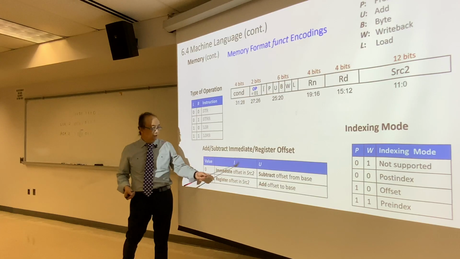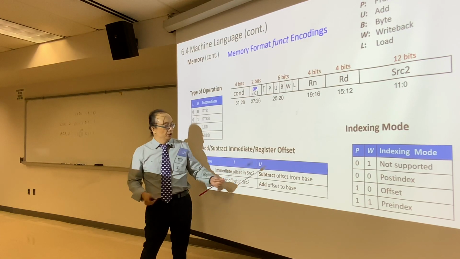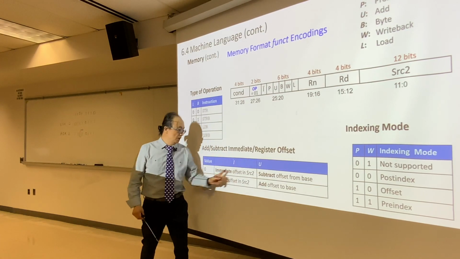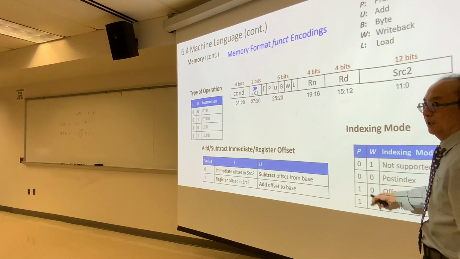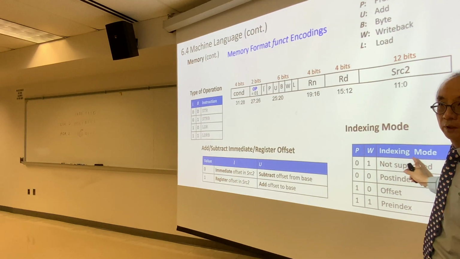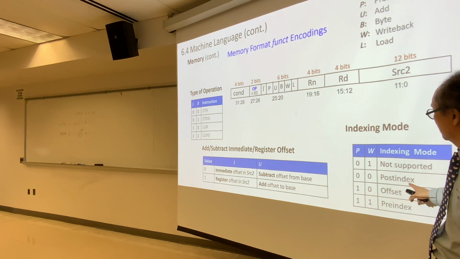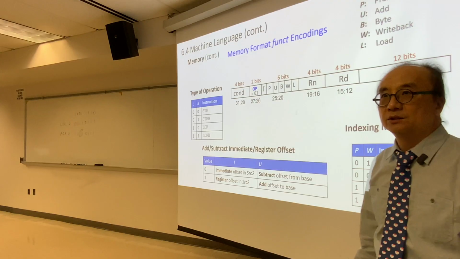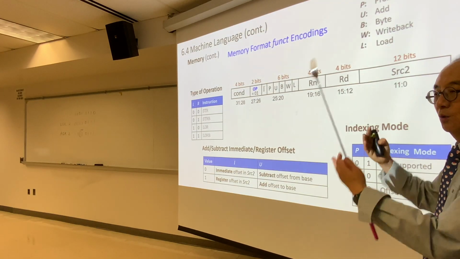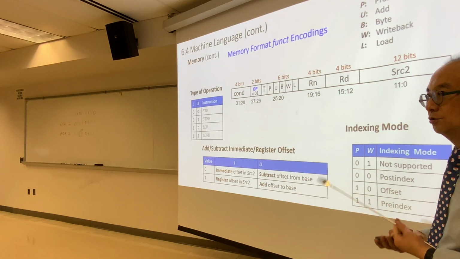And the immediate offset, we talked about it, U value: U equals 0, we need to subtract, U equals 1, we need to add. And then those are the indexing modes: 0, 1 is not supported, 0, 0 is post-index, 1, 0 is offset, 1, 1 is pre-index. So you don't have to memorize any of those. We have a chart. You should know how to use them. That's all.